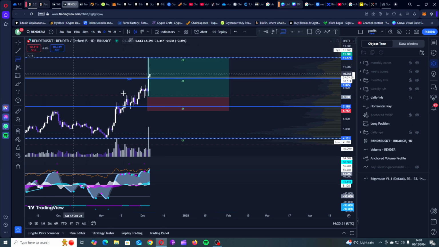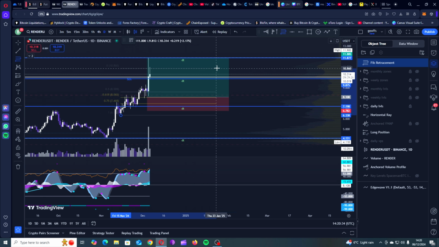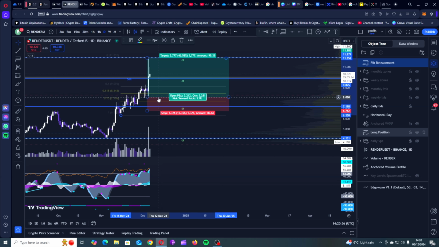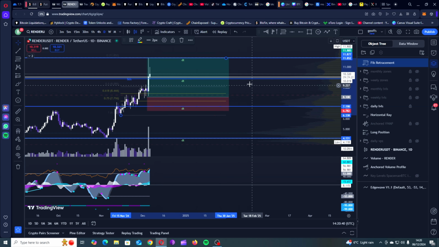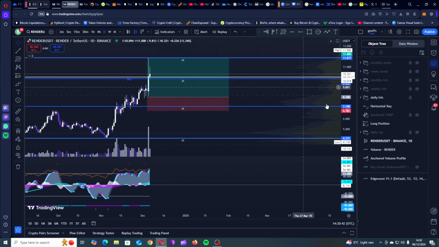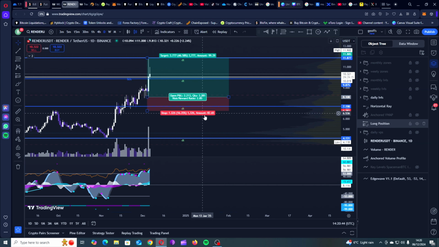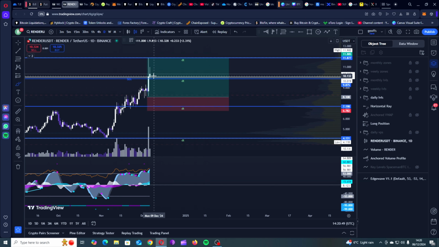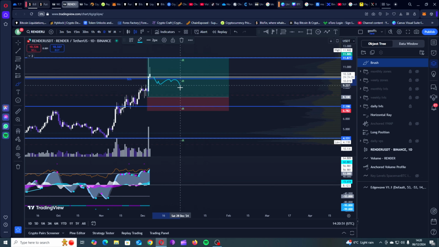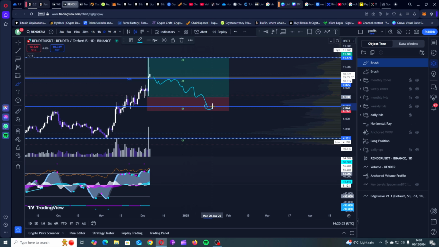And then another possible long from around 8.4 and 7.7. Areas to keep an eye on. We want to really hold this level. We don't want to be coming back down into here. But if we do something like that, I might take a quick short on it, back into this level here. And then we'll go from there.